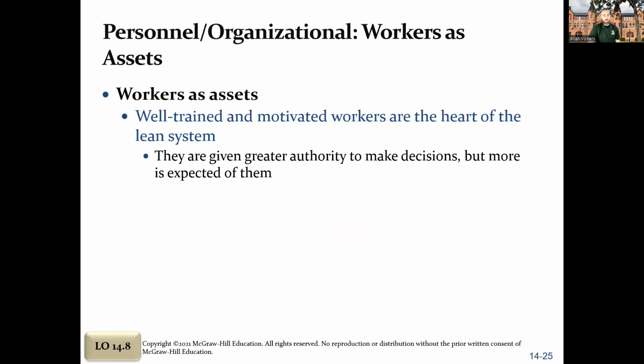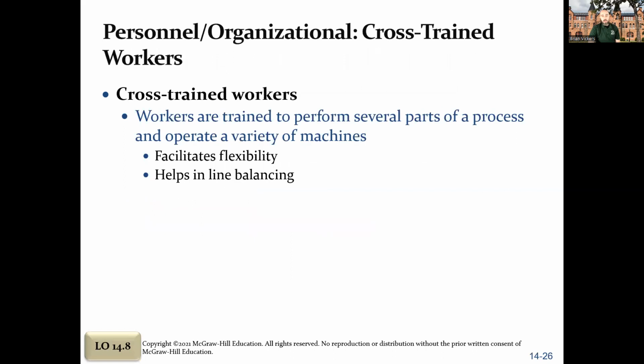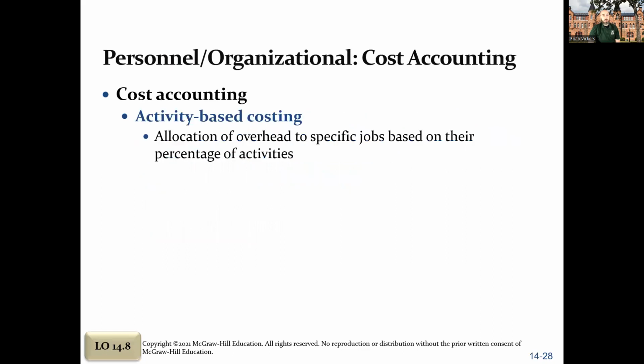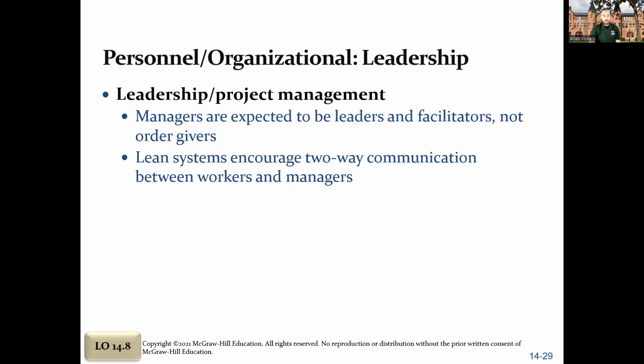Here we go, well-trained and motivated workers. So give greater authority to make decisions. The flip side of that is that more is expected of them. Cross-train your workers for line balancing purposes, continuous improvement. If your workers are knowledgeable about process control, statistical process control, some of those things we covered earlier, the upper and lower control limit stuff, problem solving skills, quality improvement, then they can help and aid in the improvement process. Cost accounting, so allocating overhead to specific jobs makes sense because you can identify where something is taking up too much financial resources. Managers are expected to be leaders, not order givers, is your leadership project management concepts there.